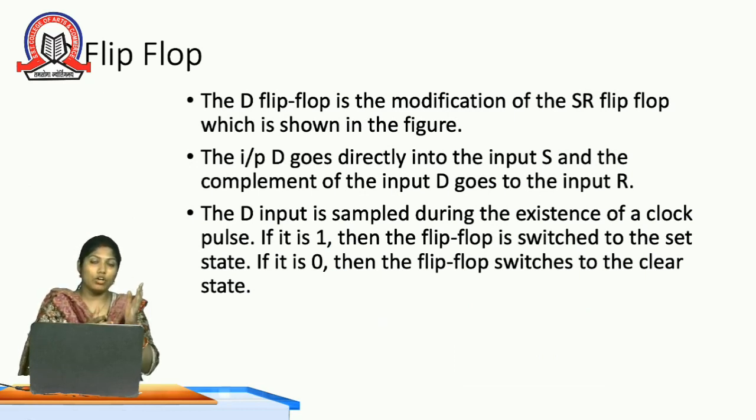SR flip flop, whatever the problem is there, it is the modification version of SR flip flop, that is D flip flop. So D input is sampled during the existence of the clock pulses. If it is 1, then the flip flop is switched to set state. If it is 0, then the flip flop will set to the clear state.